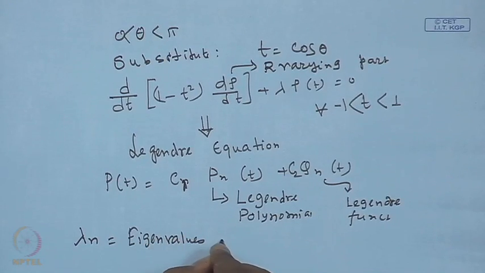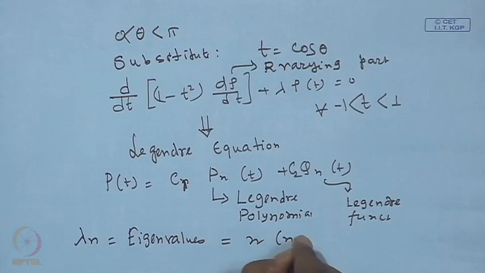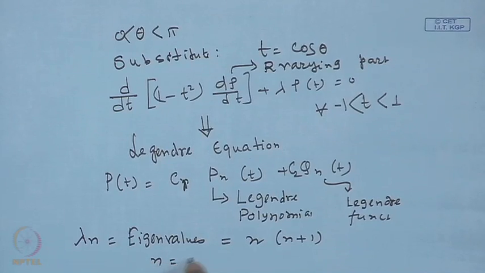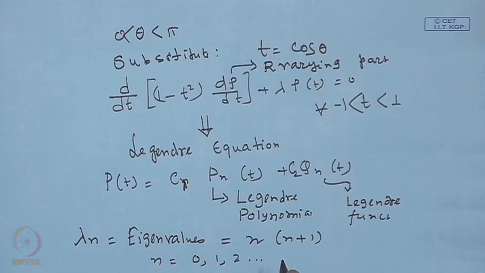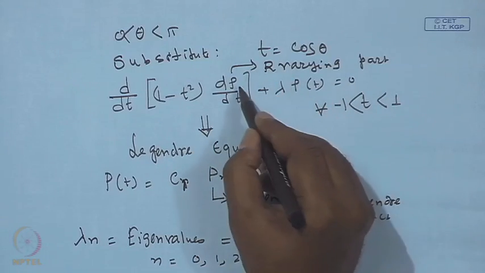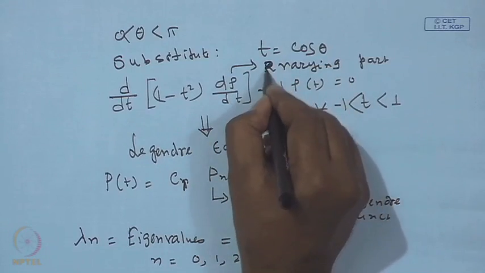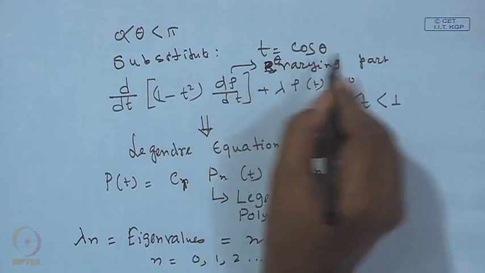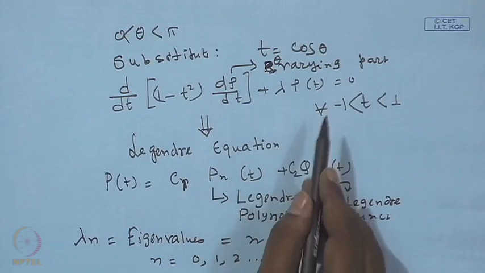The eigenvalues, we have discussed this for properties of the Legendre polynomial, Legendre function earlier. The eigenvalues are n into n plus 1, where the index n runs from 0, 1 to infinity. So this p is not the r varying part, it is a theta varying part. Sorry, we are solving the theta.